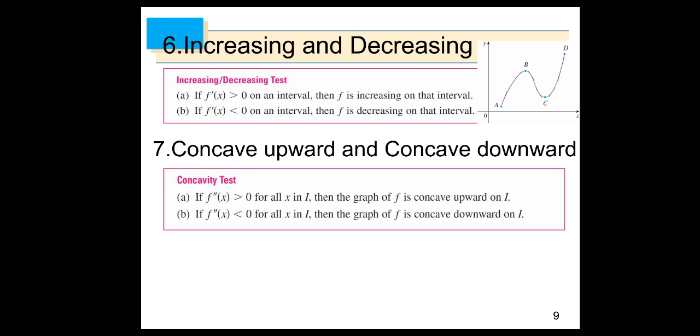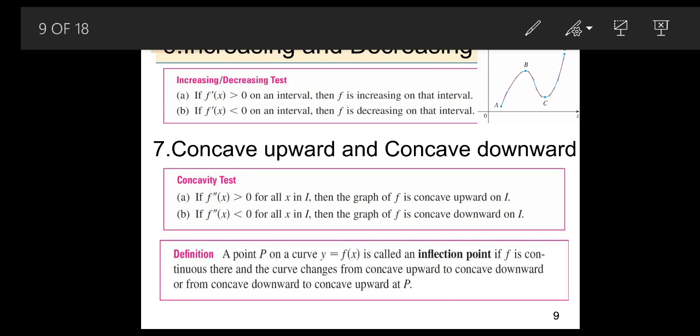Okay, now concave upward and concave downward. Whenever the double derivative of f of x is greater than 0 for all x in our interval, then the graph of f is concave upward on the interval, right? And if the second derivative is less than 0 for all the x values in the interval, then the graph of our function is concave downward. So that's a very simple thing about the concavity test.